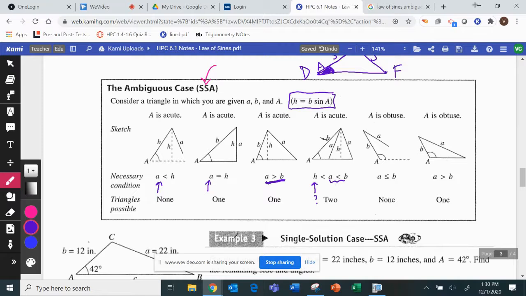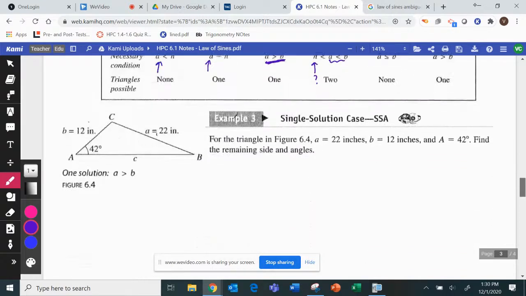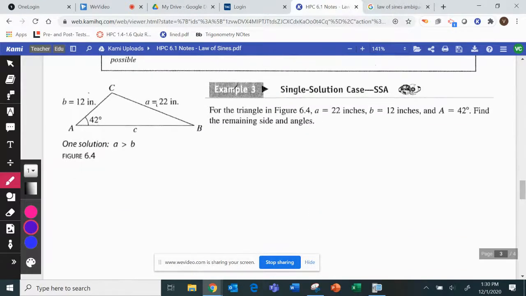If A is obtuse, then we just compare A to B, and you either have no triangle or 1 triangle. So if A is obtuse, you won't have 2 triangles. Really the ambiguous case would be, do we actually have a triangle? Is there 1 triangle or 2 triangles? The notes, screenshotted from the book, actually tell you how many solutions you have, but we'll pretend we didn't read the title of the notes.